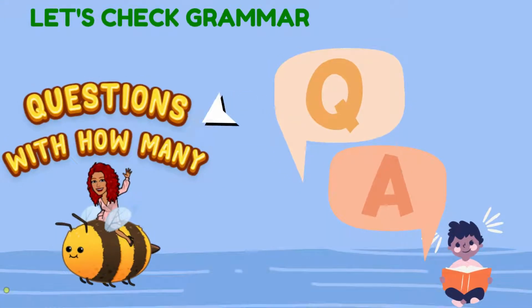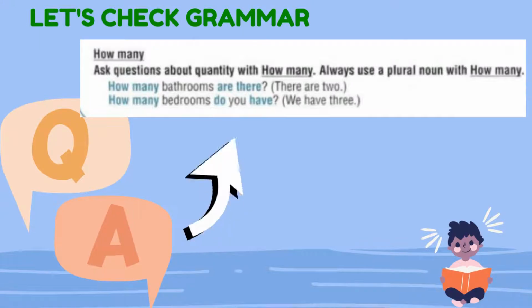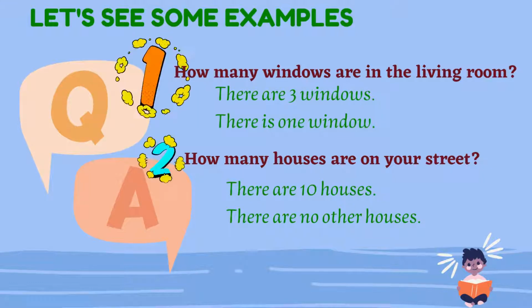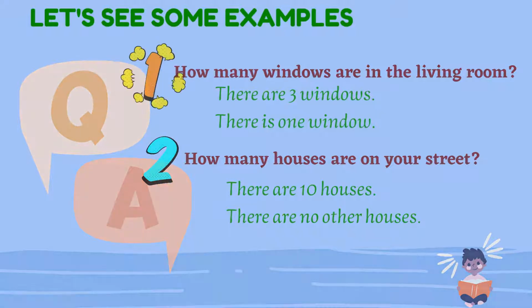There are also a few questions using how many that you may answer using there is and there are, as we have checked before. There isn't a specific video for this topic on this channel, but let us check some questions that you may find on the exam. How many windows are in the living room? There are 3 windows. There is no window. How many houses are in your street? There are 10 houses. There are no other houses. Try to use complete sentences during your exam.